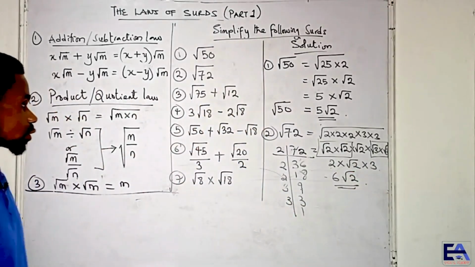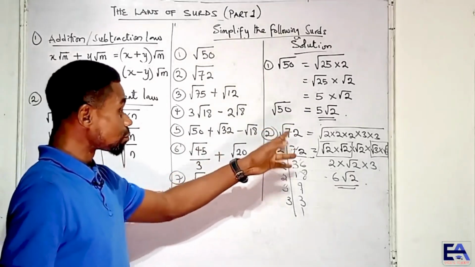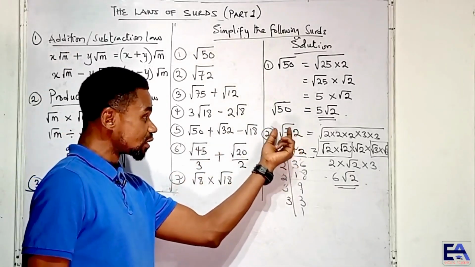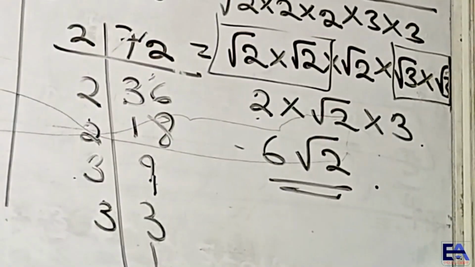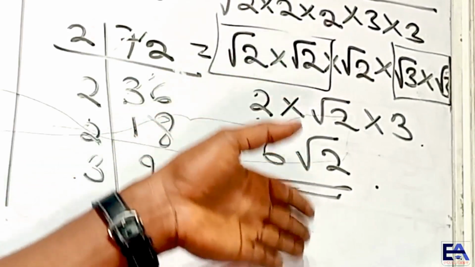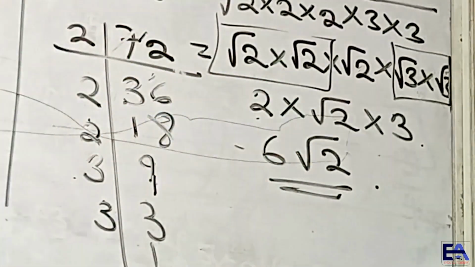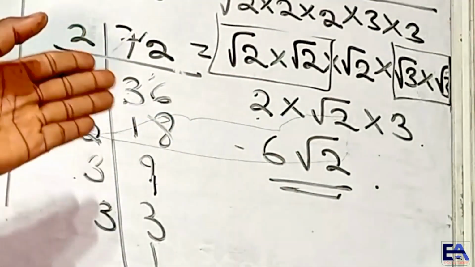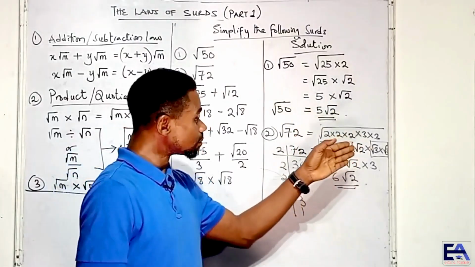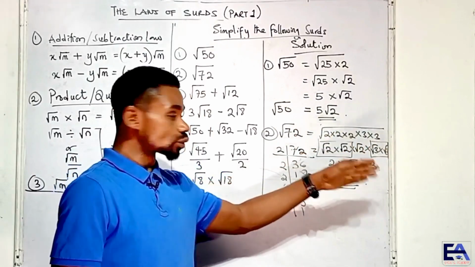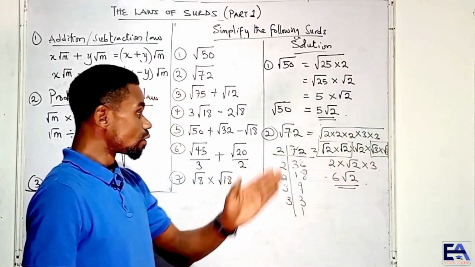6 root 2. But if you can really easily see the 2 numbers that multiply to give 72 and that will give you irrational numbers, you can just go ahead straight up. You will still get the same answer. For instance, you could break 72 into 4 multiplied by 18, since 2 times 3 times 3 is 9, and 9 times 2 is 18.